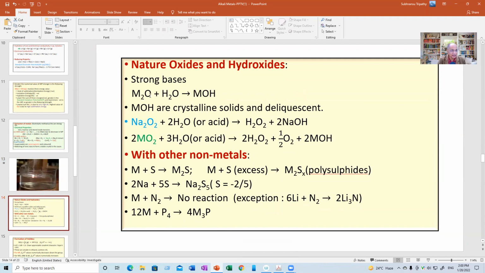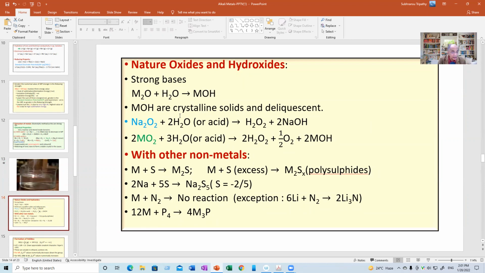These oxides produce hydroxides. If you have an oxide, immediately it will form hydroxide with water. And these hydroxides are crystalline solids. They are deliquescent, they absorb water and dissolve in it. The sodium hydroxide bottle you might have seen, if you open it for some time, it becomes just like a liquid. It absorbs water and dissolves.